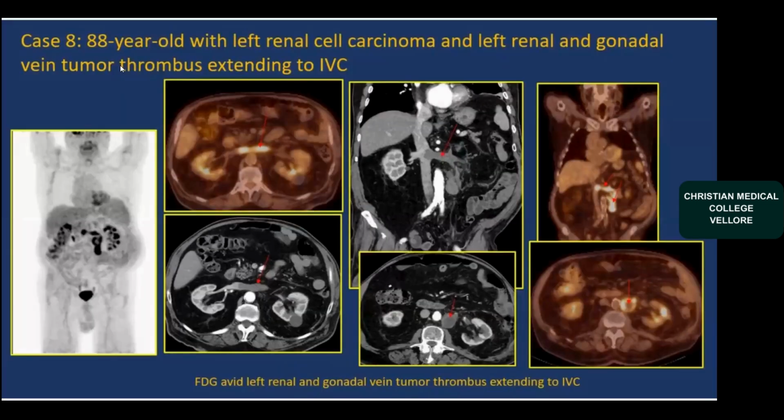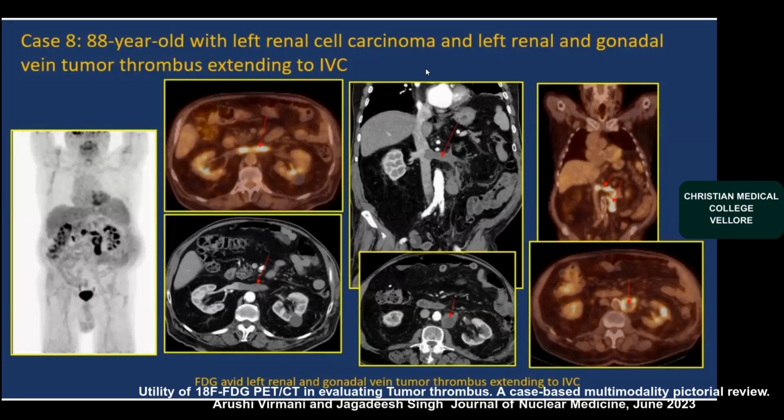If you see, this is an example of an 88-year-old patient with renal cell carcinoma. If you can see, this is the clot and it corresponds with very high FDG uptake. This one also takes up avidly. So there is a tumor thrombus from the renal cell carcinoma. The tumor thrombus has invaded into the gonadal vein and the renal vein, extending up to the IVC as well.